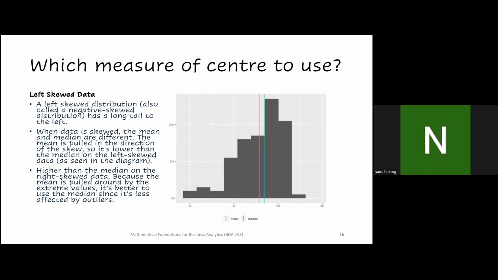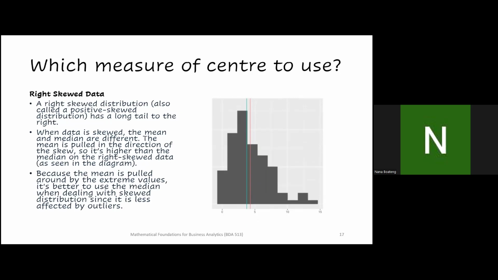Okay, let's look at right-skewed data. Here too, the same principle applies. With right-skewed data, it has a long tail to the right. Your histogram will depict something like this. Because it has a long tail to the right, most of the figures are to the right. Therefore, it pulls the mean also to the right. So when you have right-skewed data, the mean will be greater than the median.